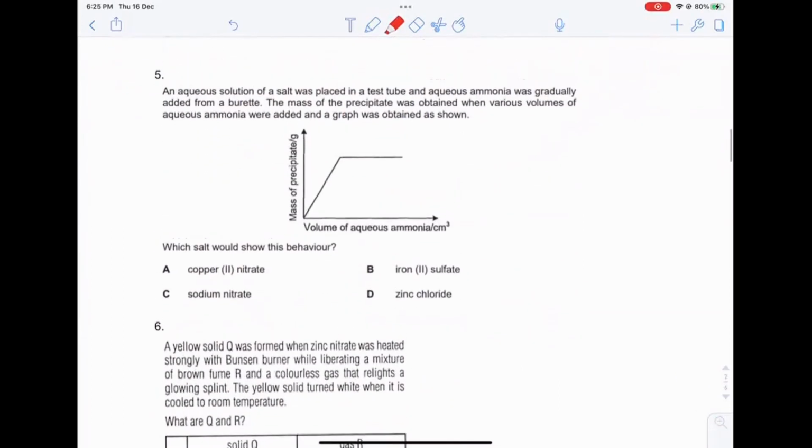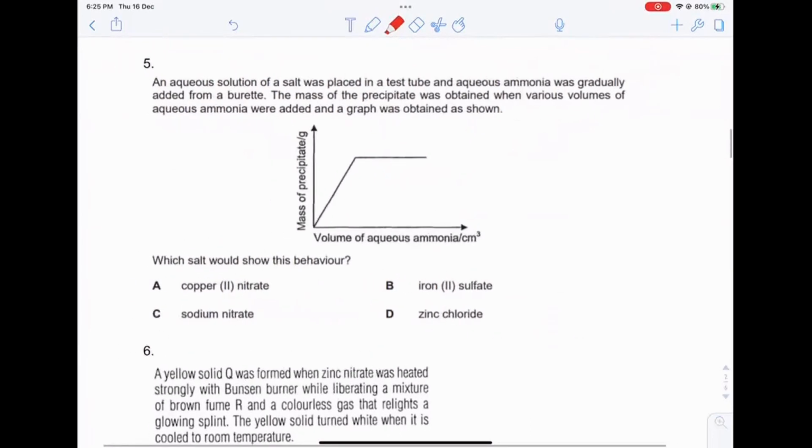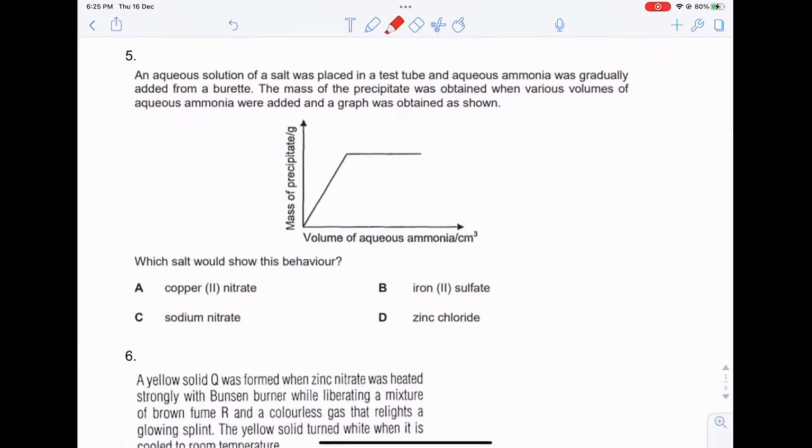Number 5. An aqueous solution of salt was placed in a test tube, and aqueous ammonia was gradually added from a burette. The mass of the precipitate was obtained when various volumes of aqueous ammonia were added, and a graph was obtained. Which salt would show this behavior? Okay, so what do you realize? The y-axis is mass of precipitate. So basically, this means that as I add more and more ammonia, there'll be more and more precipitate until it just stays constant.